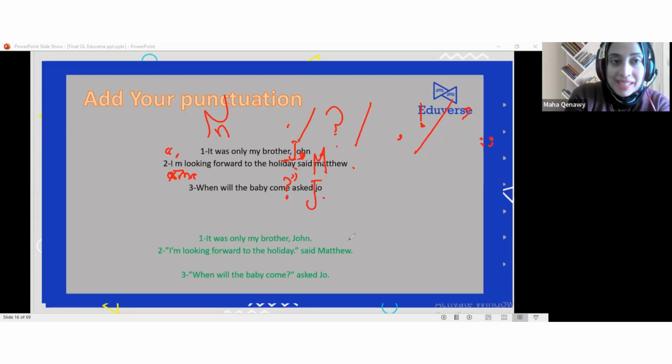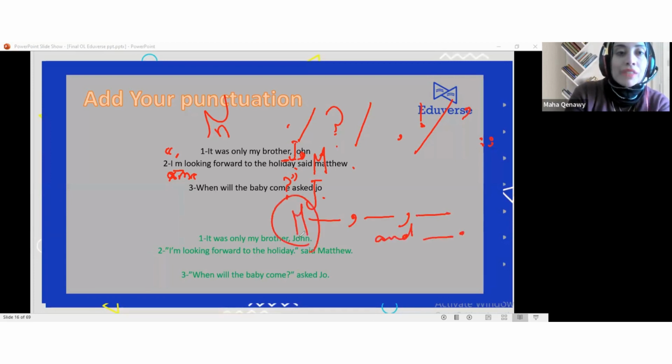Don't forget the listing. She bought milk, butter, cheese, and flour. Remember to capitalize the first word. Remember to finalize with a full stop, question mark, or exclamation mark. Remember to put commas if needed. Remember always to capitalize proper nouns.